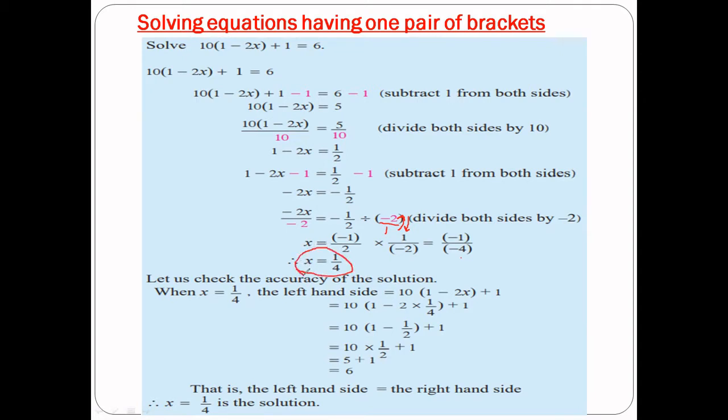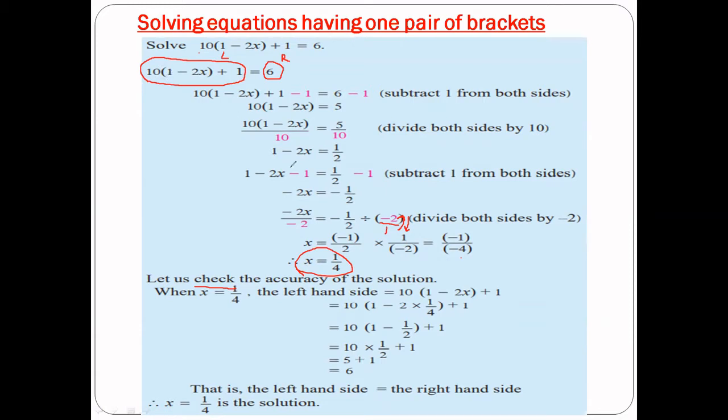Now you have to see whether your answer is correct or wrong. So you can check the solutions. Get the left hand side. This is the left hand side. This is the right hand side. Now get the left hand side and substitute 1 over 4 for x.